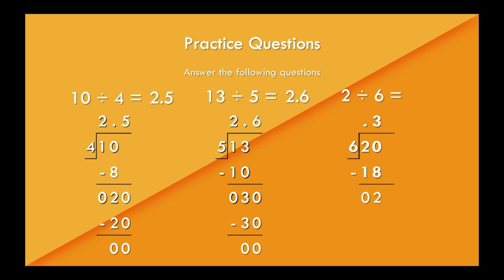Since 2 is still smaller than 6, we can add another 0 to the 2, making it 20 again. Now, we have to do 6 times 3 again, which puts 3 up in the answer's place and 18 below. Subtracting it gives us 2 again. So this is a phenomenon called the recurring decimal. Certain fractions are prone to have recurring numbers all the time.